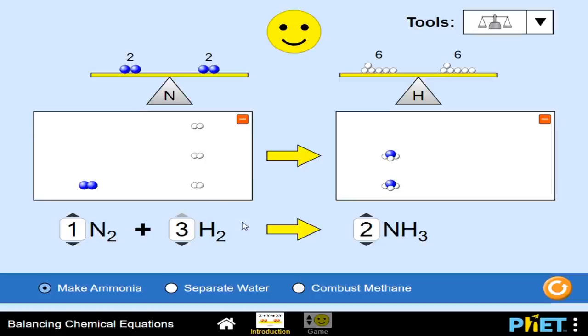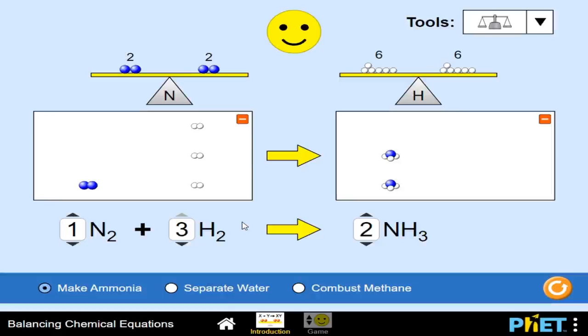So now you just had to write down that balanced chemical equation in your paper. 1N2 plus 3H2 arrow 2NH3. If you have the time to subscript your subscripts, that would be lovely.